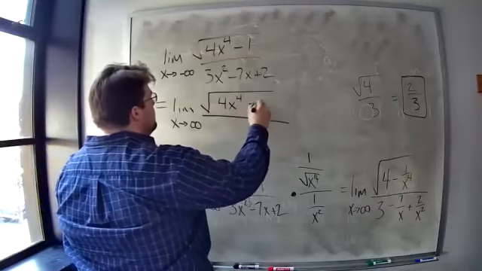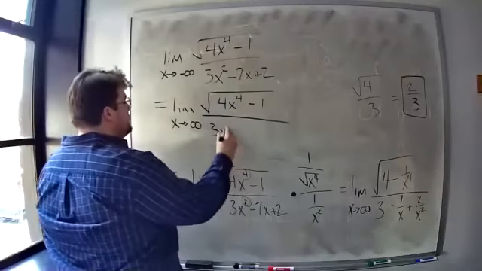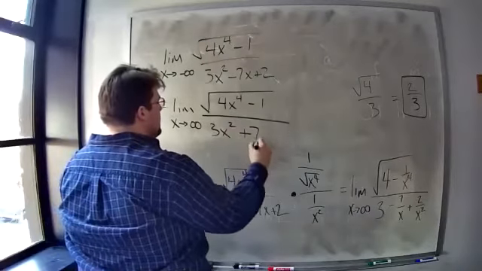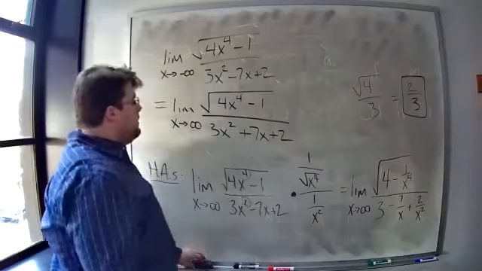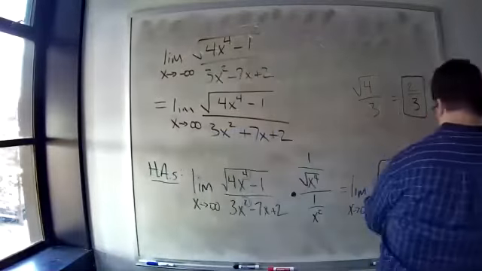-x to the 4th is x to the 4th. In the bottom, -x squared is x squared. -7 times -x is +7x. And then we have +2.